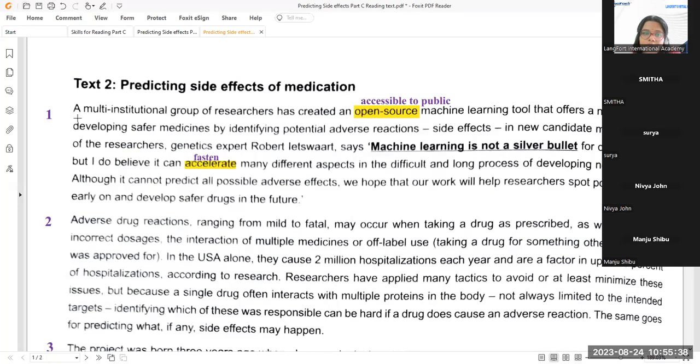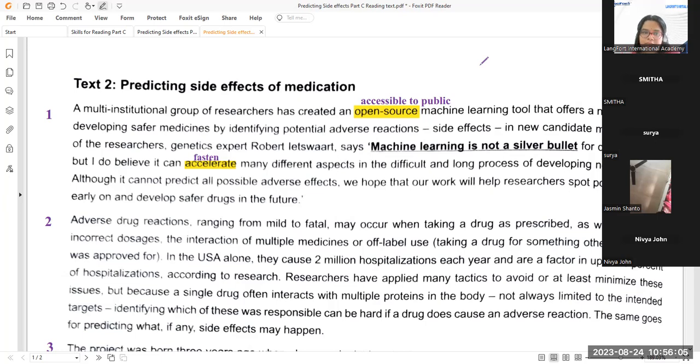Predicting side effect of medication. A multi-institutional group of researchers has created an open source machine learning tool that offers a new method for developing faster medicine by identifying the potential adverse reaction side effects in new candidate medicine.